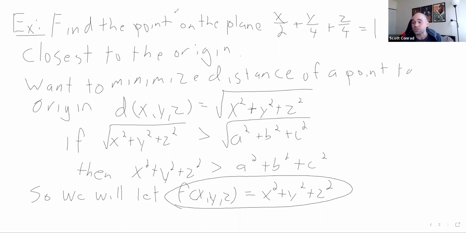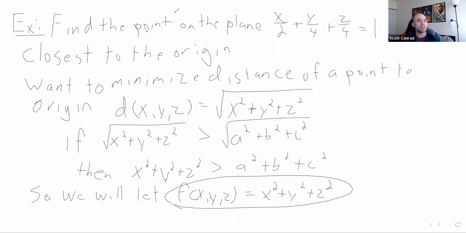And that's the kind of thing you want to do every time you're dealing with a distance problem. Okay, so that's the function we're going to minimize. And what is our constraint?